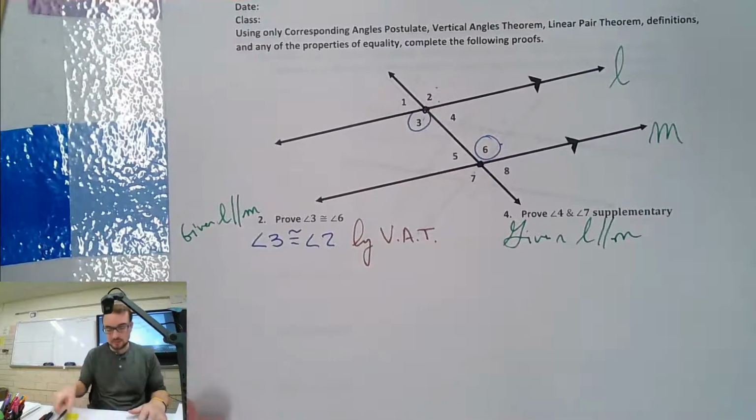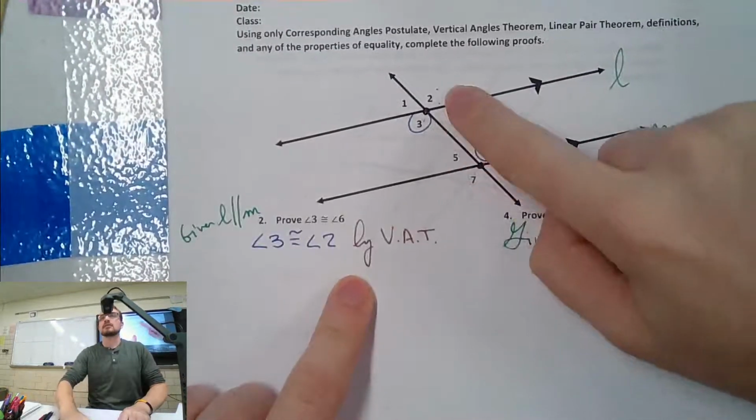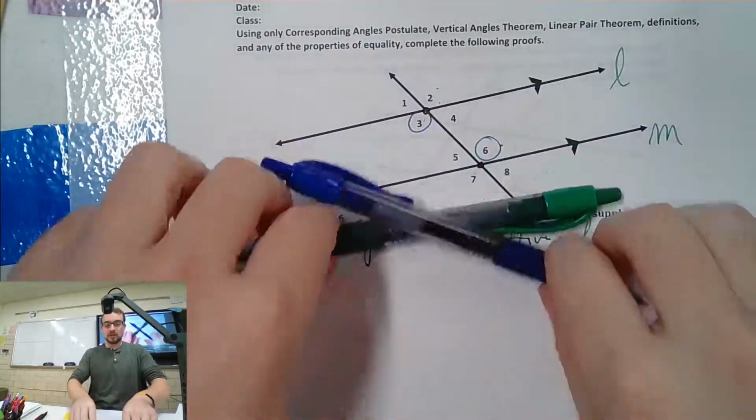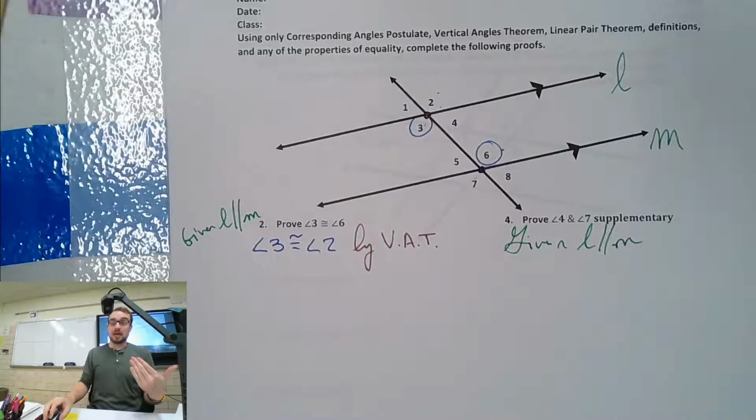Nope, we're going to go back to it. Again, why do we need the lines to be parallel? Well, for vertical angles, we don't, right? The scissors theorem says any two angles that you create, no matter what, top and bottom are always going to be the same. But we do need this for CAP.